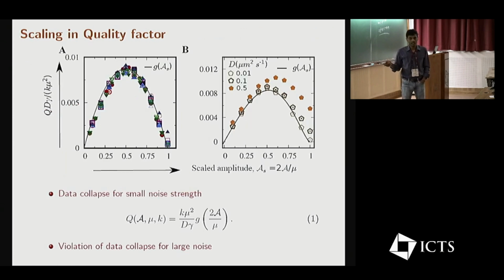And if we scale this, we have a length scale. You remember mu, which is the distance between the two potentials. If you scale the x-axis and y-axis, D gamma is the energy for the dissipation, and k mu squared is the typical energy for activity. So you see a nice collapse, and this collapse exists only when the noise is small, and it follows this kind of scaling. So we tried to understand the reason behind this analytically.